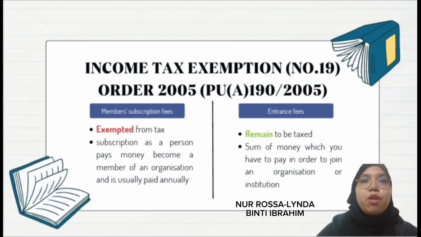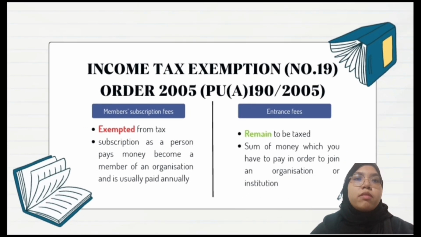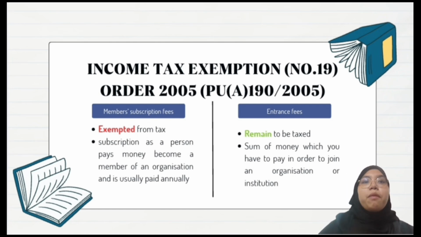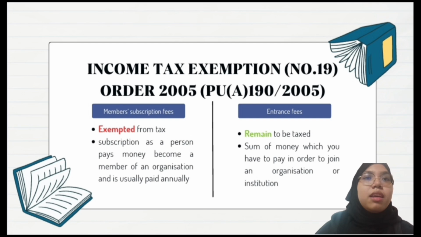Now, I will explain more about income tax exemption. There are two types of source of income for trade association, which are non-business income and business income. Business income consists of member subscription fees and entrance fees, while non-business income is under section 4C of the Order 2005, in bracket P.U. (A) 190/2005. Only member subscription fees will be exempted from tax, while entrance fees will remain taxable.